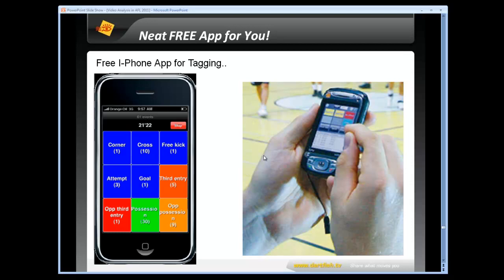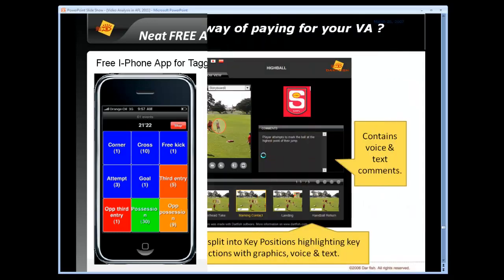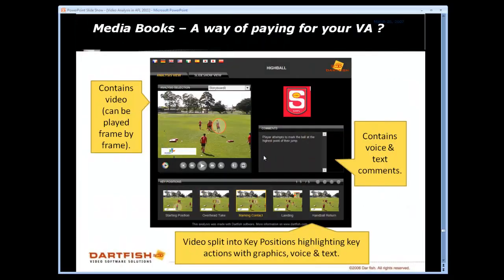Media books, this is another thing that is possible, and this is where I want coaches to just think a little laterally. The question I get more than anything is money. How can we afford the cost of the software? And for those guys that are on the call, just to let you know, you can start doing video analysis, full game analysis, for $2,500.